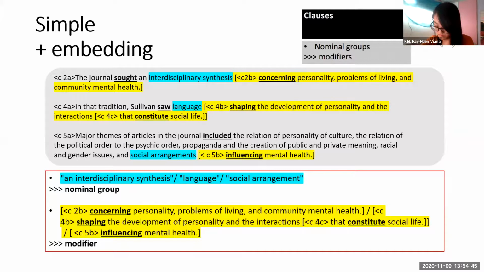Here are some examples of the embedding from the abstract. As you can see, the ones which are highlighted in blue are the nominal groups, such as an interdisciplinary synthesis, language, social arrangement. The ones which are highlighted in yellow, like concerning personality, problems of living, and community mental health, shaping the development of personality and the interactions that constitute social life, influencing mental health, are the modifiers modifying the respective nominal groups.